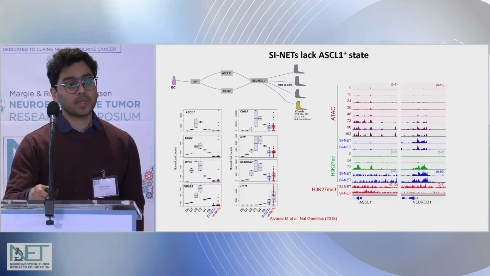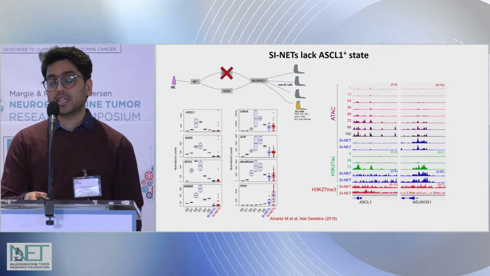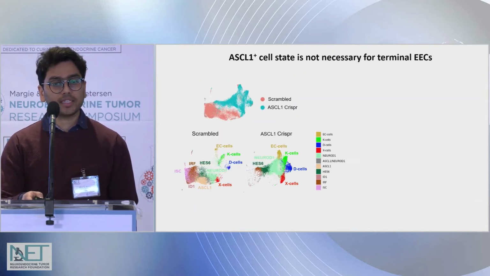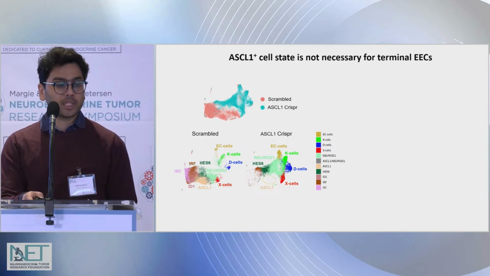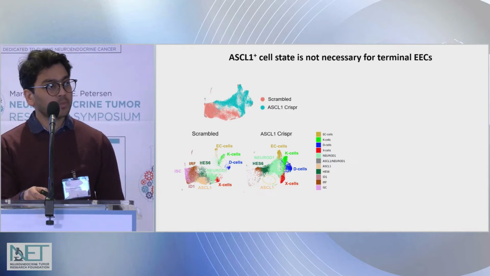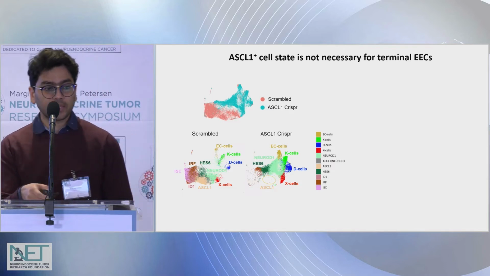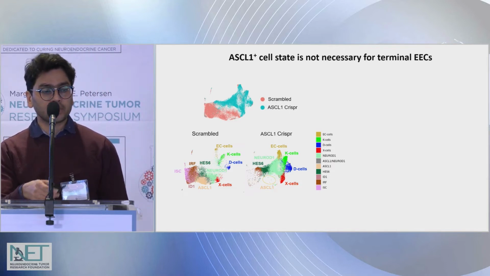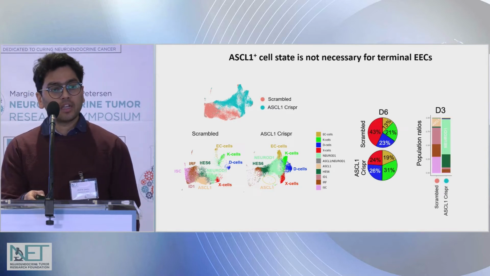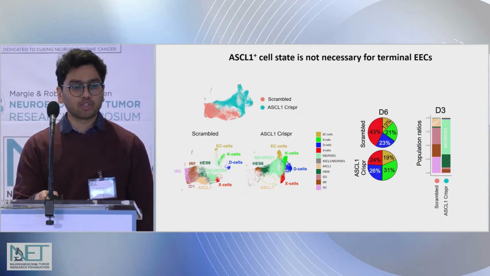Thus, to understand specifically the role of ASCL1 in this particular system, we CRISPR'd out the ASCL1 factor over here. And we see that in the ASCL1 CRISPR cells, the ASCL1 state is specifically lost, which suggests that this particular state was really dependent on ASCL1 expression. And once it's absent, all the cells are pushed through the other branch, that is the HES6, into the terminal state differentiation. But still, we found all the different terminal EECs being formed at different proportions.